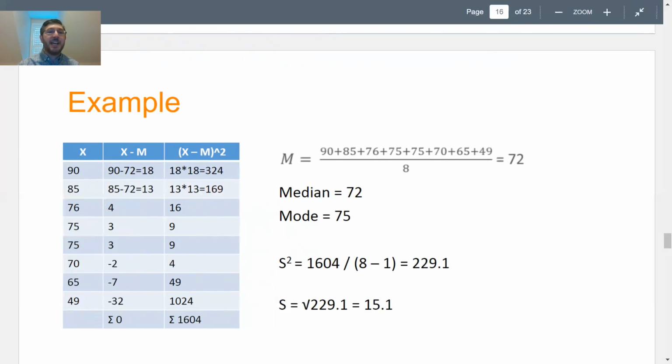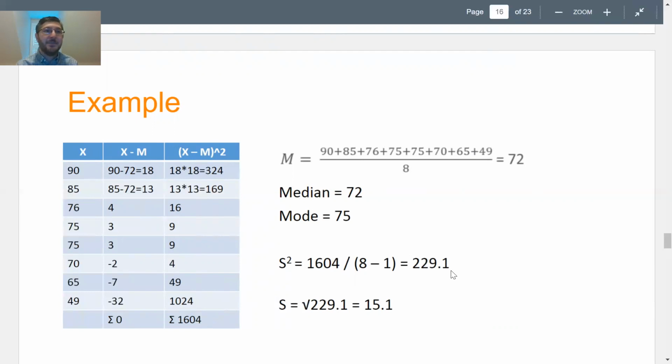So then we take each deviation from the mean and square it. 18 squared is 324. 3 squared is 9. Negative 2 squared is 4. So to get the variance, we take each deviation from the mean, square it, and sum them all together. We get 1604, and then we divide by the sample size minus 1. So we take 1604 and divide it by 7. The variance of this distribution is 229.